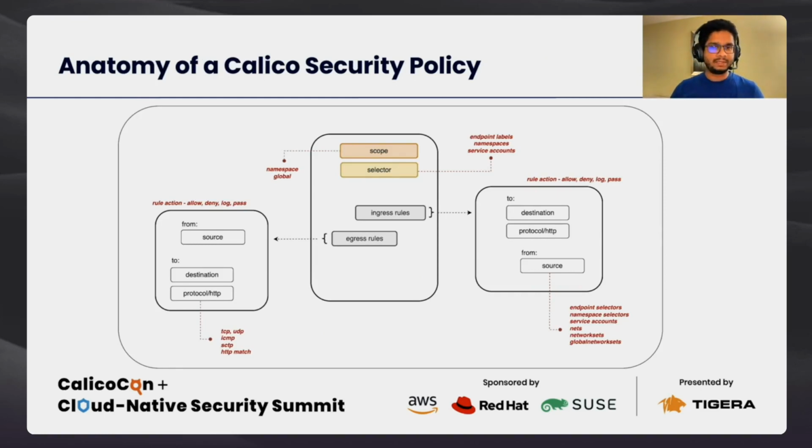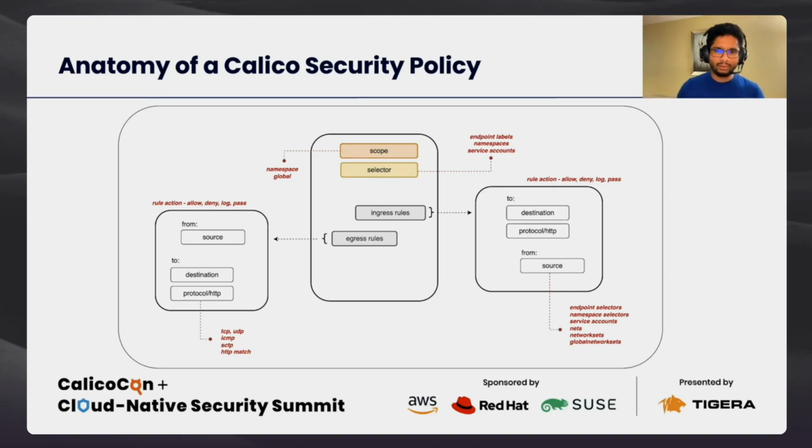So a security policy has a scope. It could either be a namespace scope policy, which applies to a specific namespace, or a global network policy, which could apply to multiple namespaces, or even all the workload endpoints in the cluster. Now, there are a few selector options. You could use endpoint labels to select specific workload endpoints. If it's a global network policy, you can also use namespace selector to limit that global network policy to specific namespaces. You could also use service accounts as selectors.